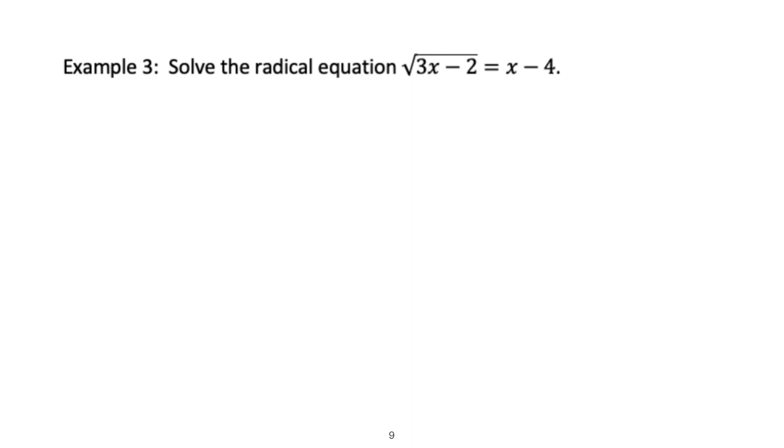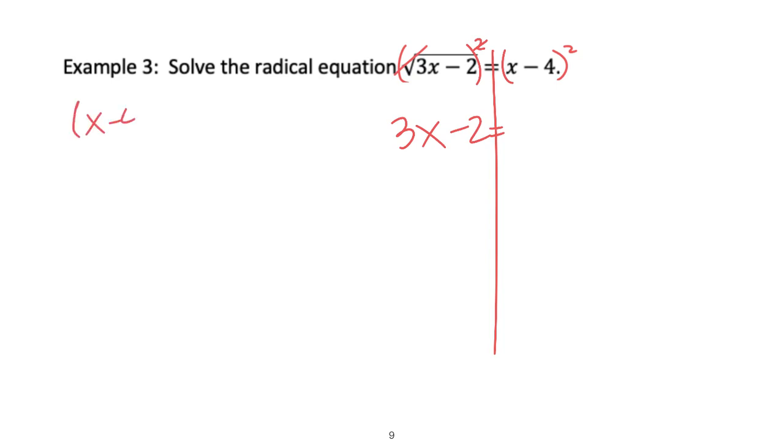All right, let's look at this one. We have the square root on one side by itself. Awesome. So to get rid of it, we are going to square both sides. Ooh, this one's a little trickier. So now I got rid of that, leaving me with 3x minus 2. On the other side, though, it was an x minus 4 squared. We know something squared is that thing times itself. So we got to multiply it out.